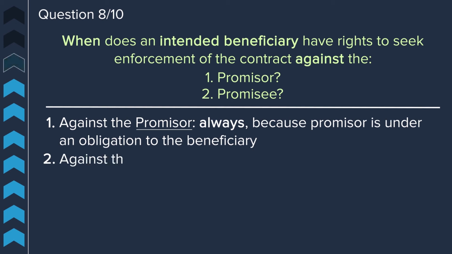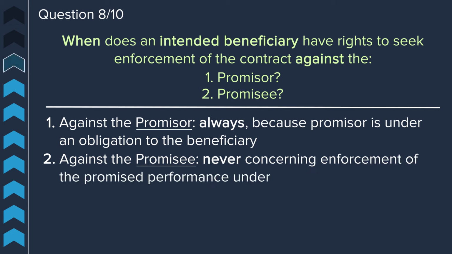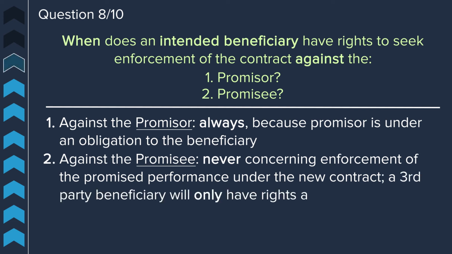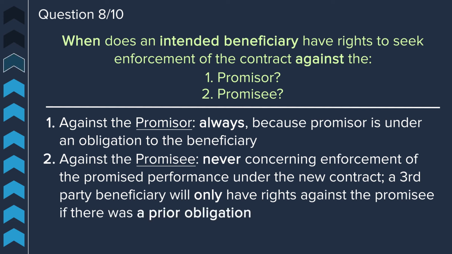On the other hand, an intended beneficiary never has rights concerning the enforcement of promised performance under the new contract against the promisee. A third-party beneficiary will only have rights against the promisee if there was some type of prior obligation between the promisee and the third-party beneficiary.